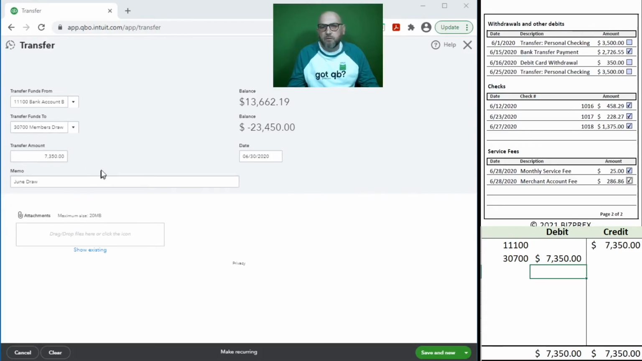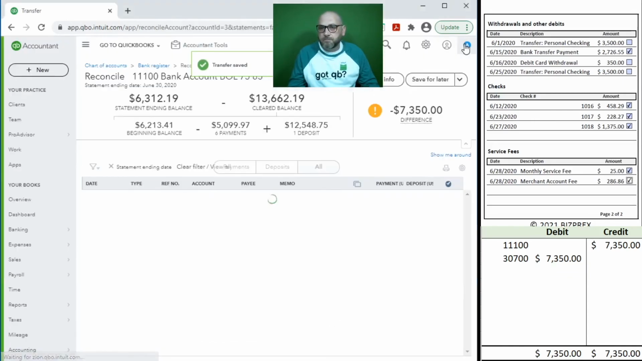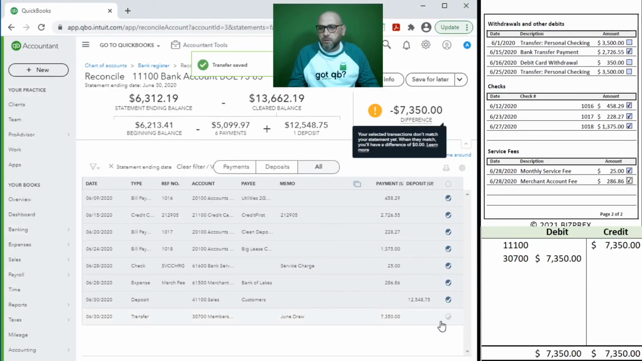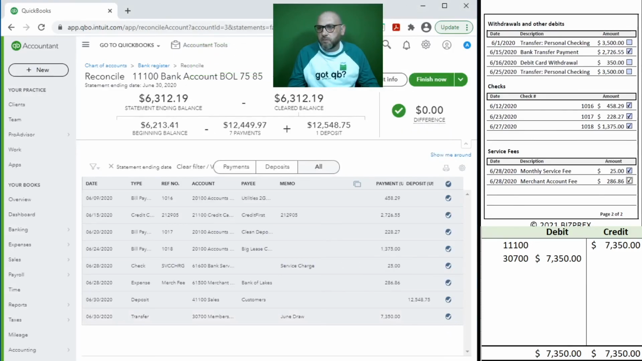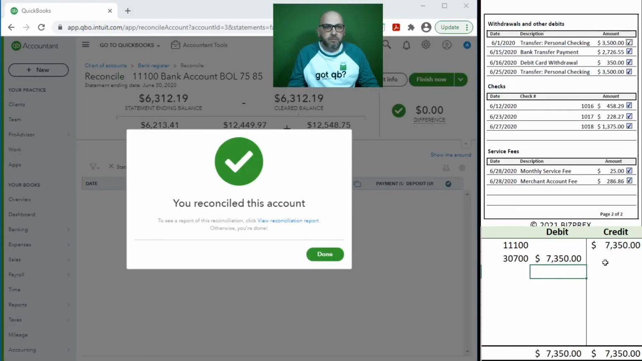It makes sense. We take money out of our business, right? Our bank account balance goes down, and our ownership in the business goes down as well because we're taking the money out. So, saving. Okay. So here it is. It shows up right here. We're at 0. Let's make sure we reflect it. Okay, so we're going to finish it now.